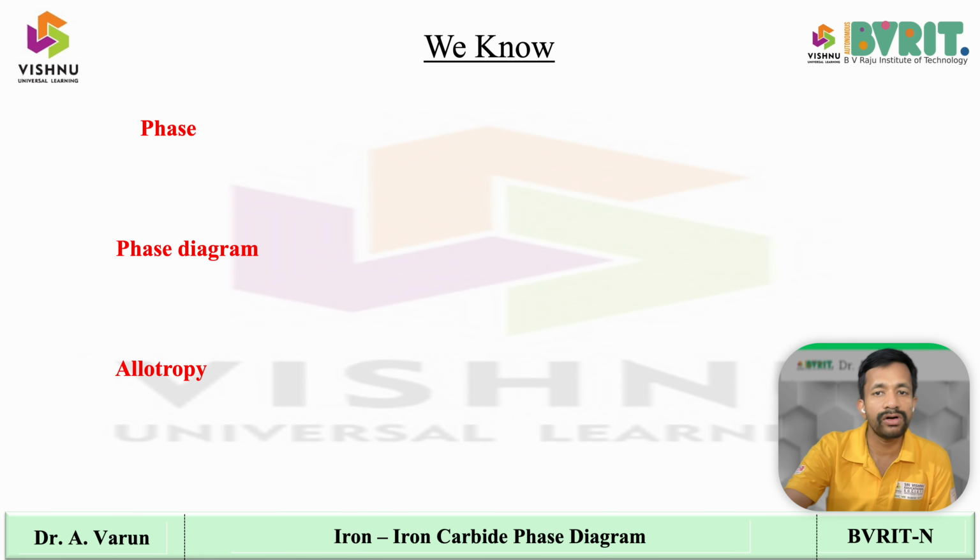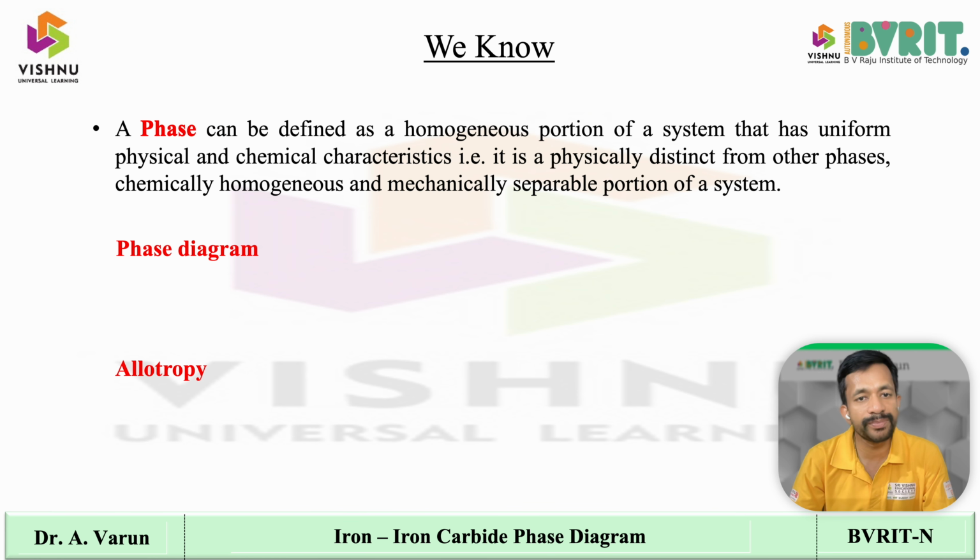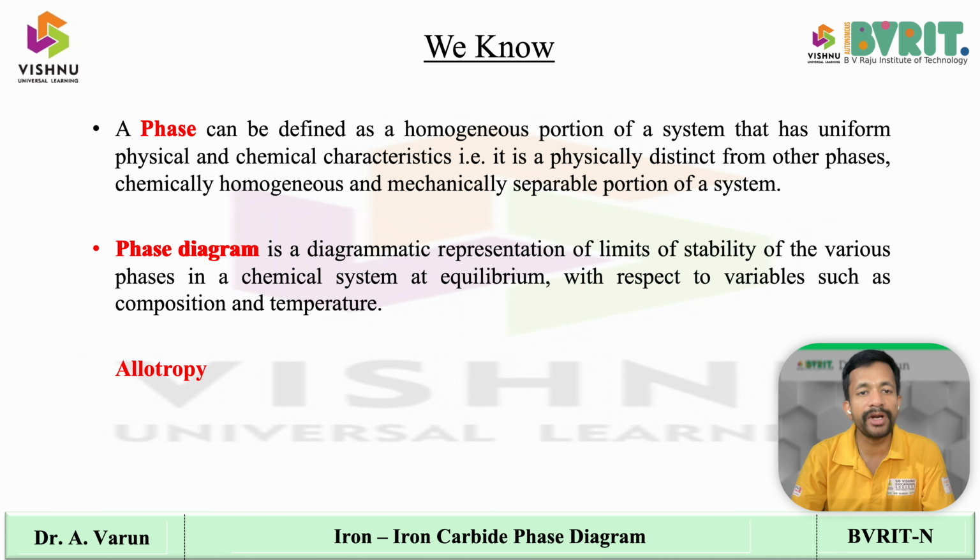Moving on. Let us quickly revise some of the important terminologies. What is a phase? It can be defined as a homogeneous portion of a system that has uniform physical and chemical characteristics. That is, it is physically distinct from other phases, chemically homogeneous and a mechanically separable portion of a system. And phase diagrams are diagrammatic representations of the limits of stability of various phases in a chemical system at equilibrium with respect to variables such as composition and temperature.